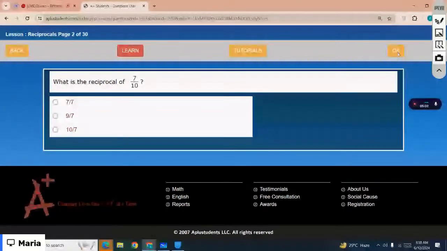Okay, the next one is: what is the reciprocal of 7 over 10, which is the correct option? The correct option is 10 over 7. Option number 2 is the correct option.